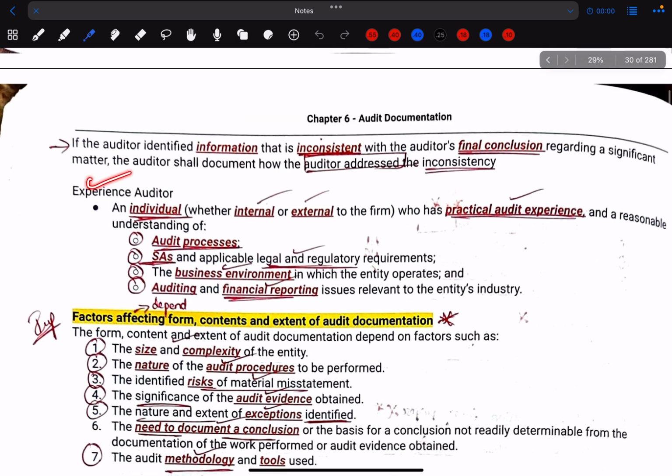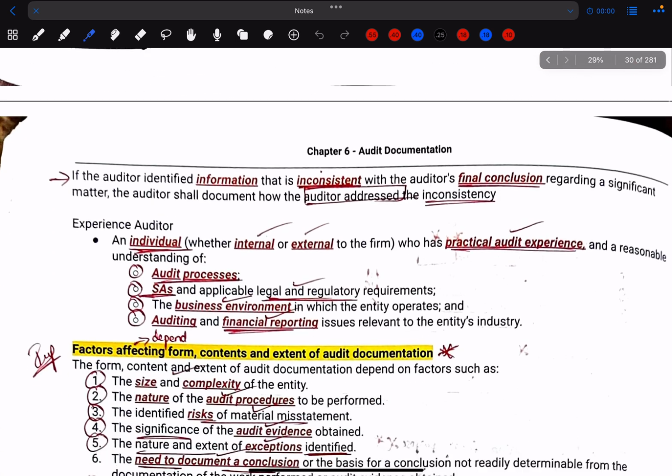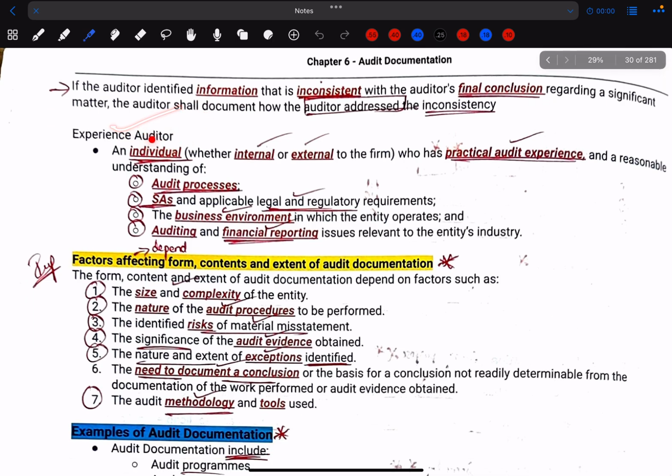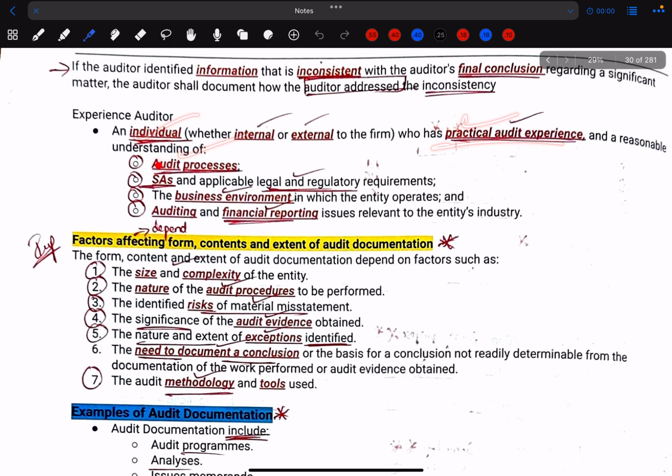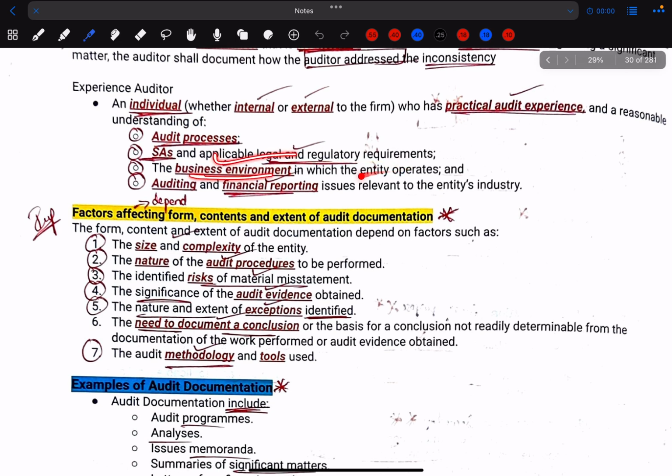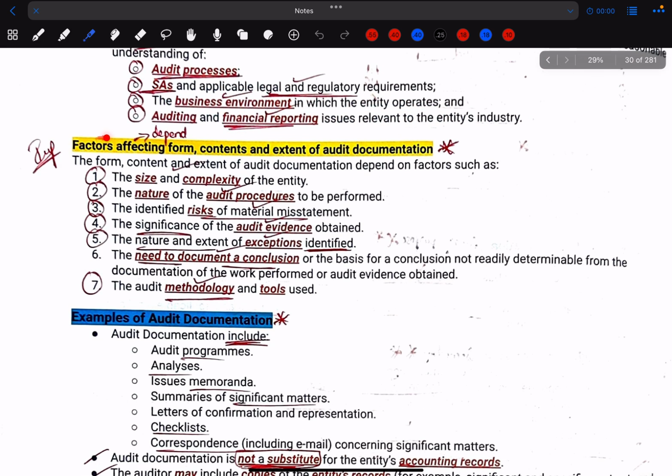Then, here they have mentioned an experienced auditor, right? Who is this experienced auditor? He is just an individual, whether internal or external to the firm, who has practical audit experience and a reasonable understanding of audit processes, SAs and applicable legal and regulatory requirements, the business environment in which the entity operates, and auditing and financial reporting issues relevant to the entity's industry, and factors affecting the form, content and extent.